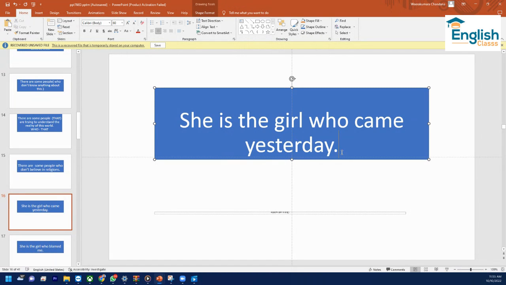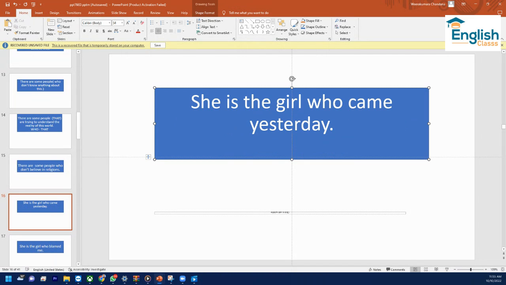There are two clauses here. What is the main clause? She is the girl. And the relative clause is who came yesterday. By using the relative clause, we give more information about the main clause. We give more information about the girl. She is the girl who came yesterday.